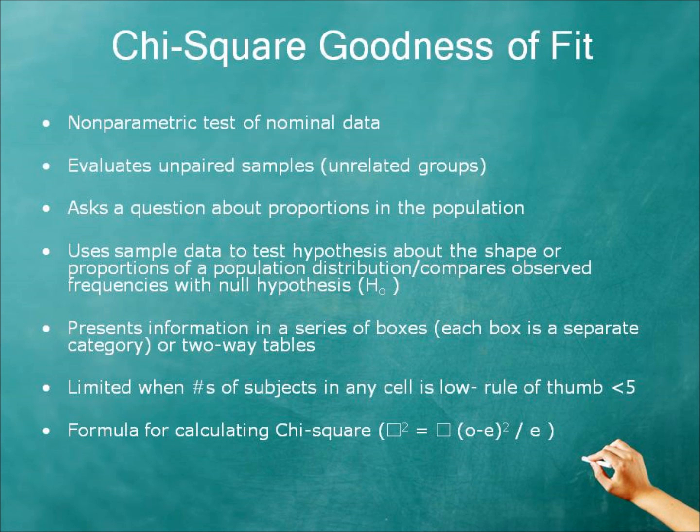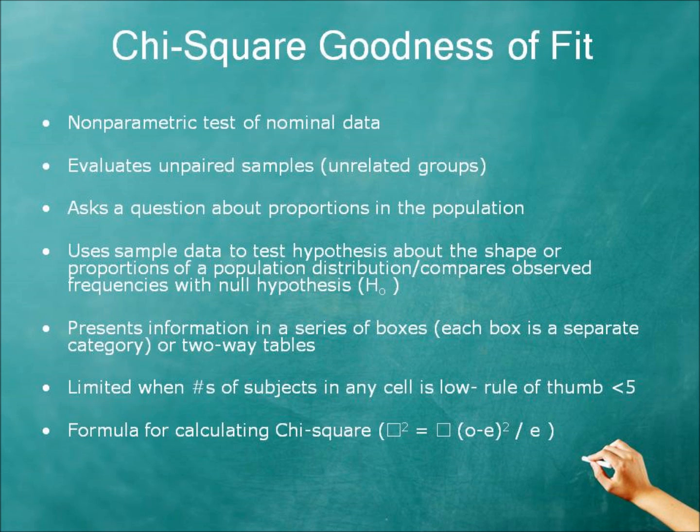We begin with the chi-square goodness of fit. The chi-square is a non-parametric test of nominal or named data. The purpose of the test is to evaluate unpaired samples, also known as unrelated groups. The researcher asks a question about proportions in the population. More specifically, it uses sample data to test a hypothesis about the shape or proportions of a population distribution.